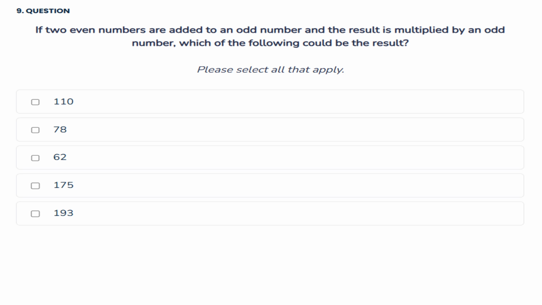So it says if you add two even numbers, so I'm just going to use 2 plus 2, that gives me 4. And then I add an odd number. I'm just going to use 1 because it's a small number. And then it is multiplied by an odd number. So I'm just going to multiply it times 1 because that's an odd number. That gives me an odd number.